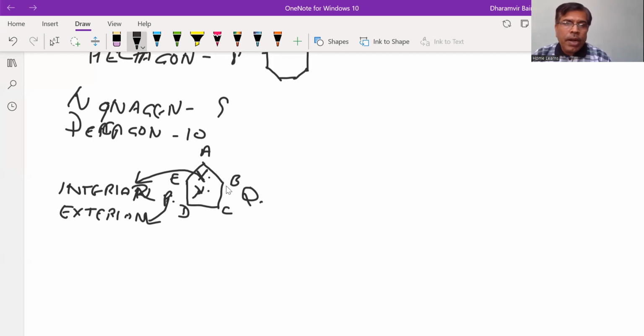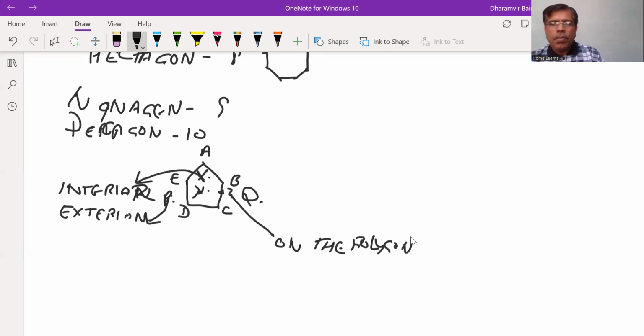And then one more is the point on the polygon. It means if a point is on the side of the polygon, like this point is Z, then Z is known as a point on the polygon. So this is all about the polygons.